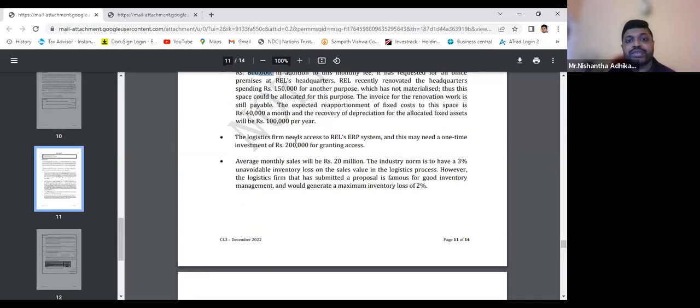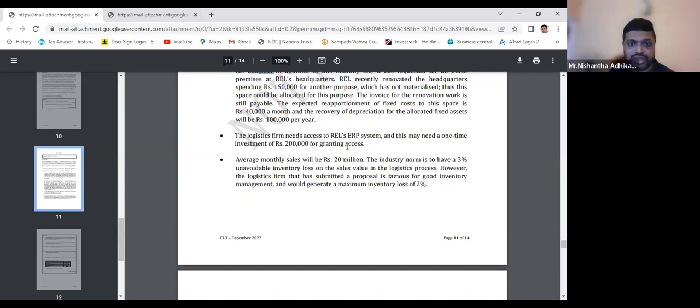Then the logistic firm needs access to REL's ERP system. This may need a one-time investment of 200,000 for granting access. Sometimes it requires a license. It is an incremental cost. Yes, it is relevant. 200,000 is relevant. It is an outflow cost.